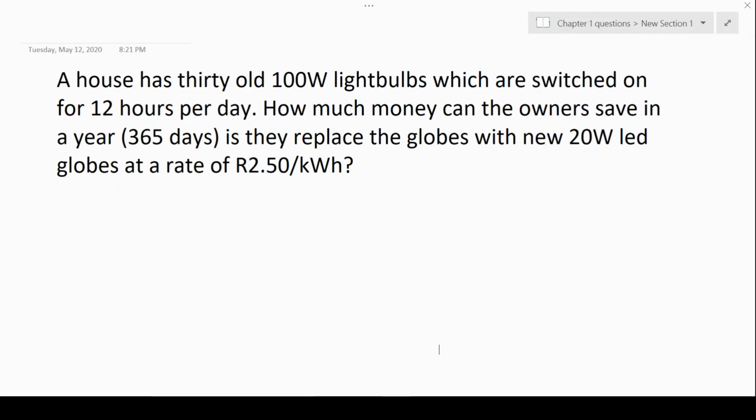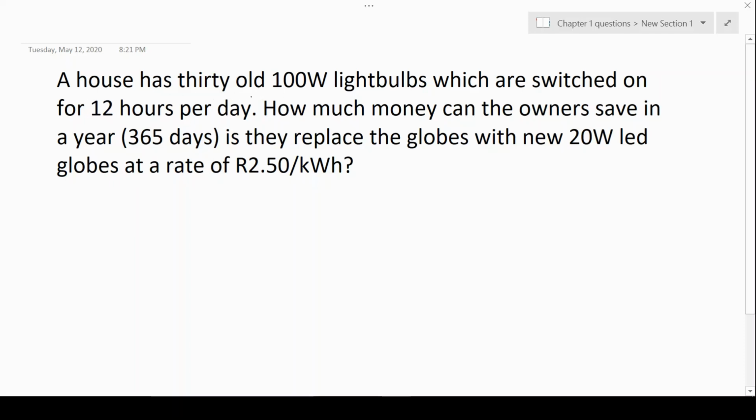Hello everyone, and welcome to this example recording on power and energy. In this example, we're going to be taking a look at how to calculate savings when you are dealing with electric bills. Not only just savings, but the cost as well as the cost savings. So the example that we're going to be looking at reads as follows.